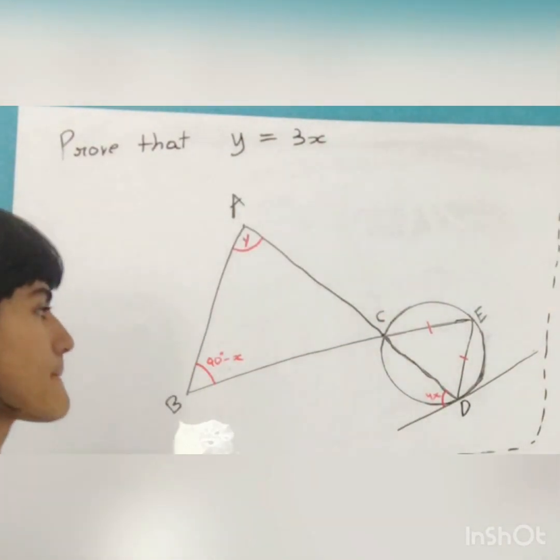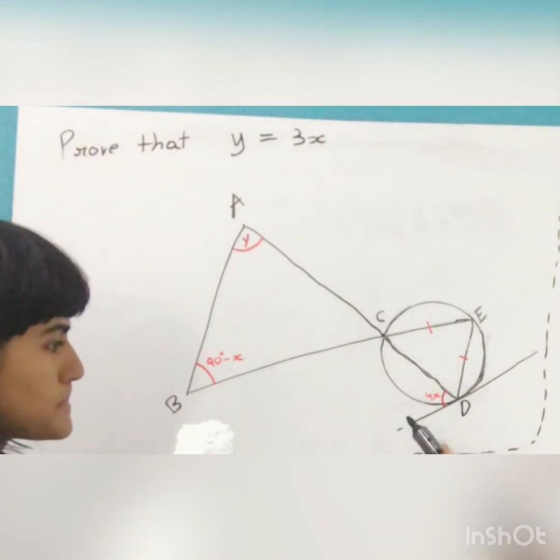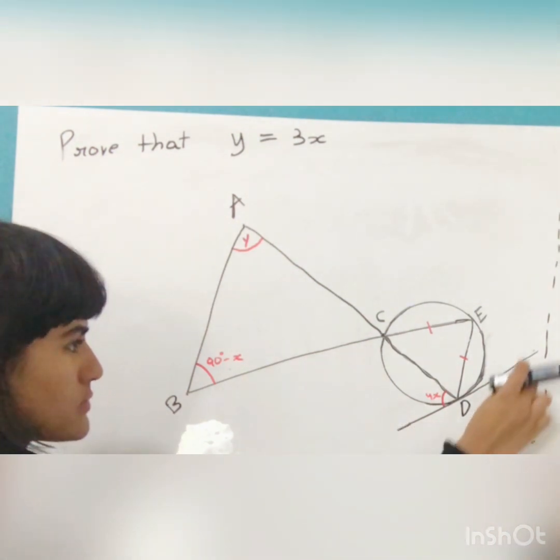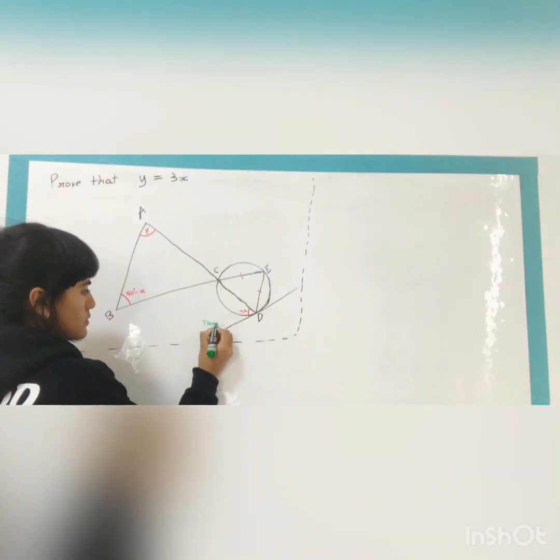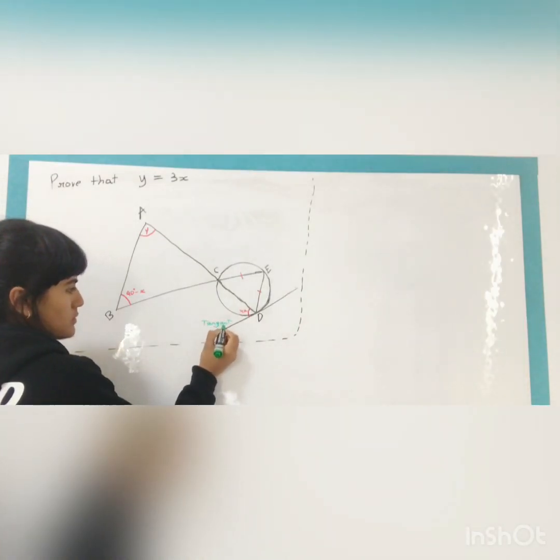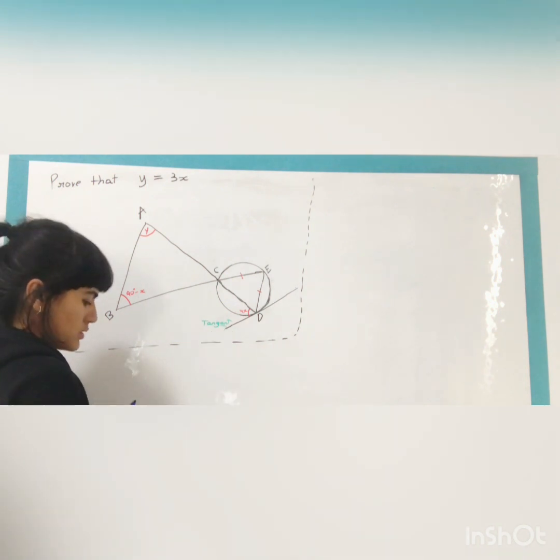Alright, so as you can see here, we've got a circle theorem question, and it's asking us to prove that y is equal to 3x. So we're going to start off by figuring out that this is the tangent, right? So this line is the tangent.